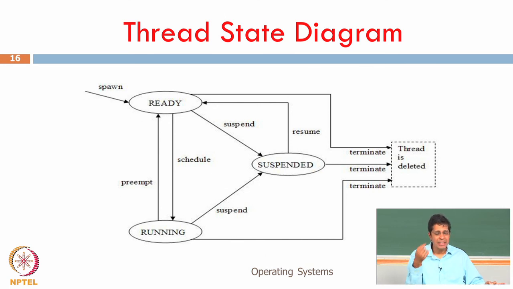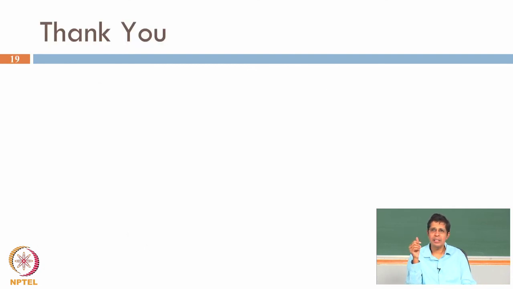If there is a need for termination, if a user terminates it or it gets terminated for some other reason, the thread is deleted. So this is the thread state diagram. This will also be the process state diagram. We will look at process state diagrams when we look at scheduling in the next module.